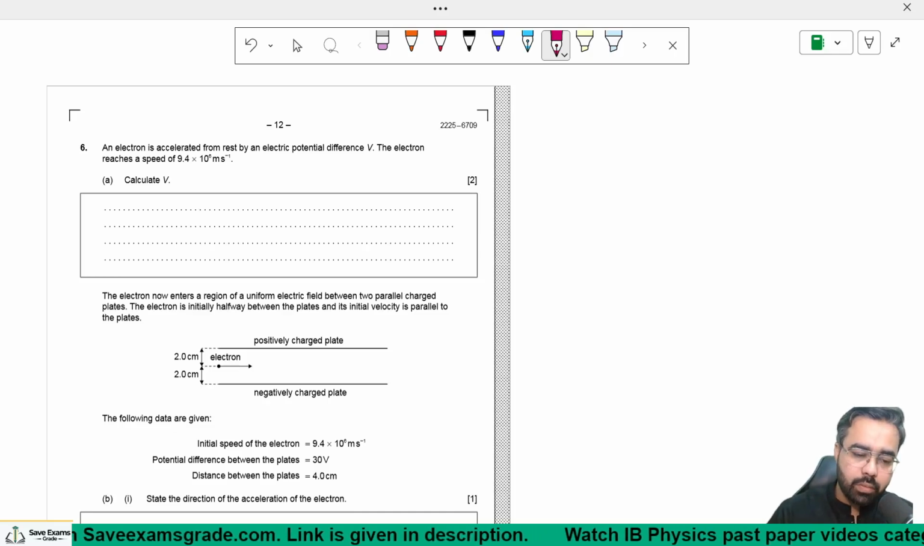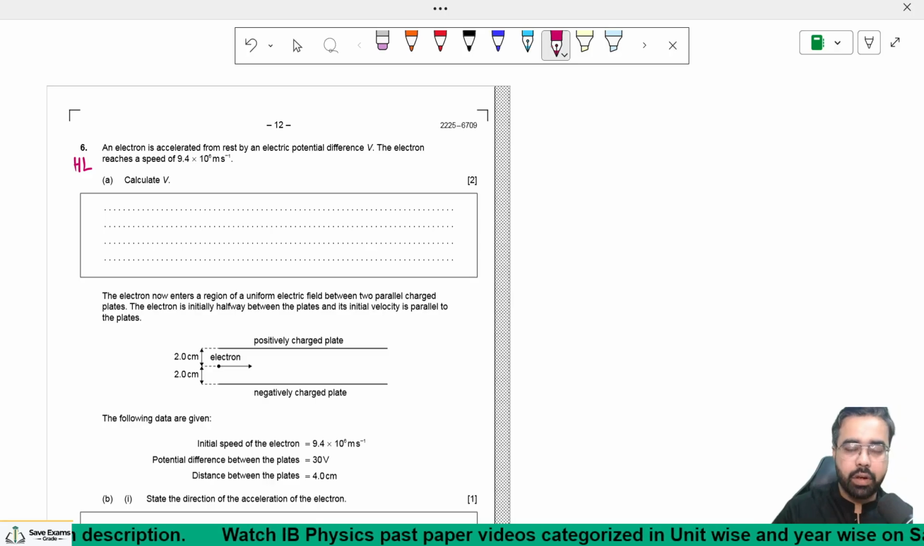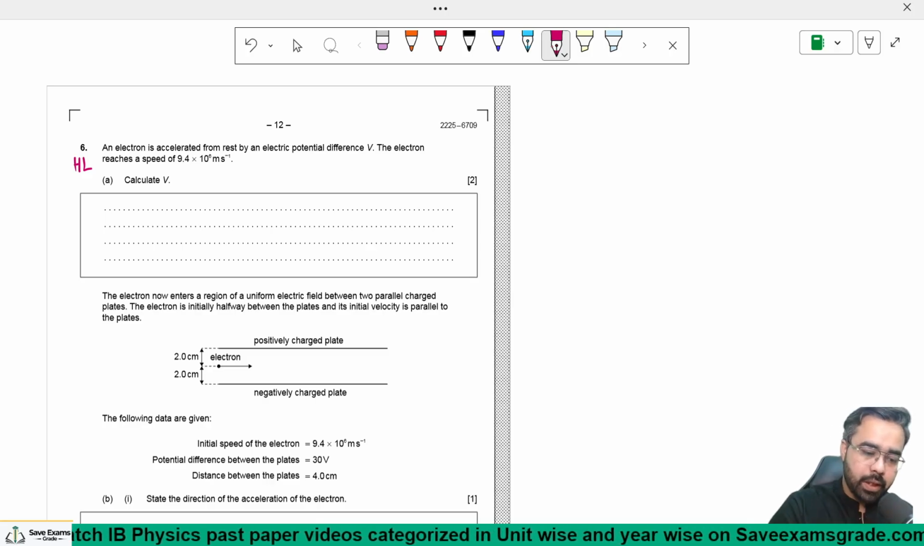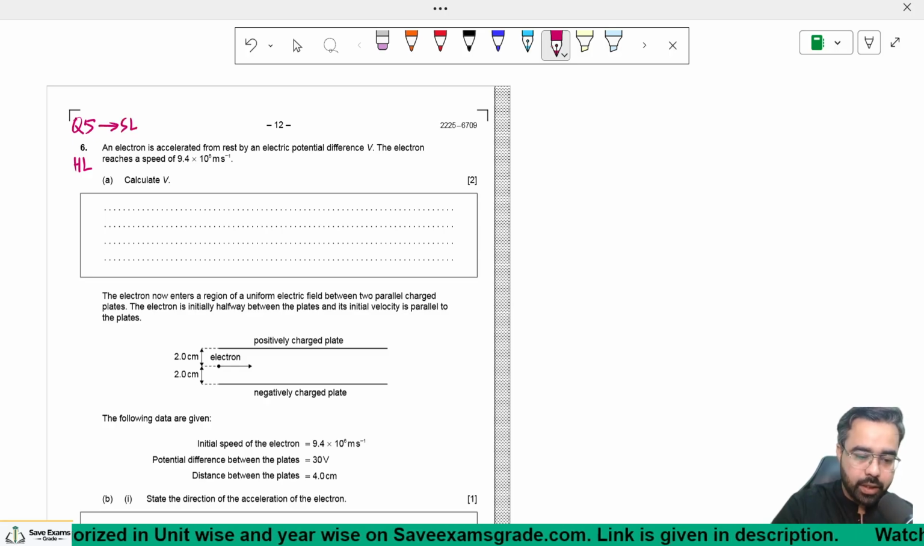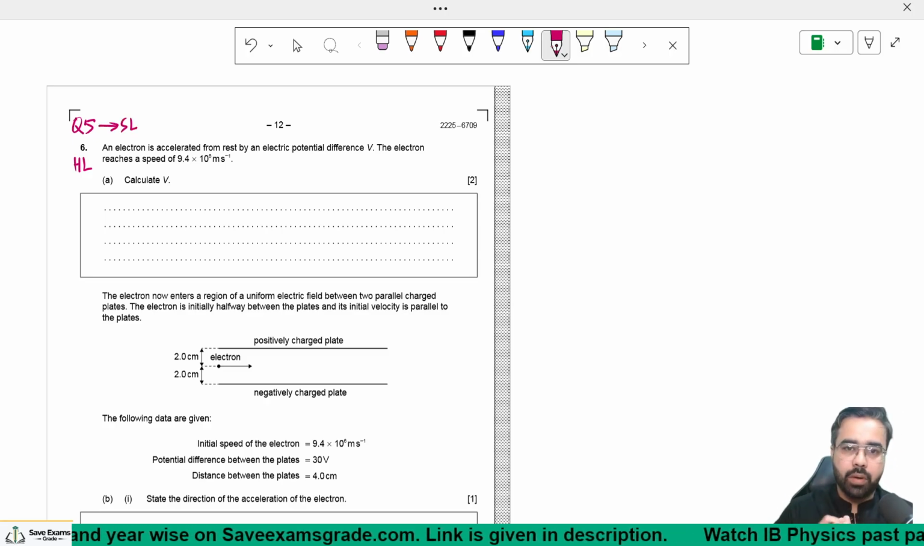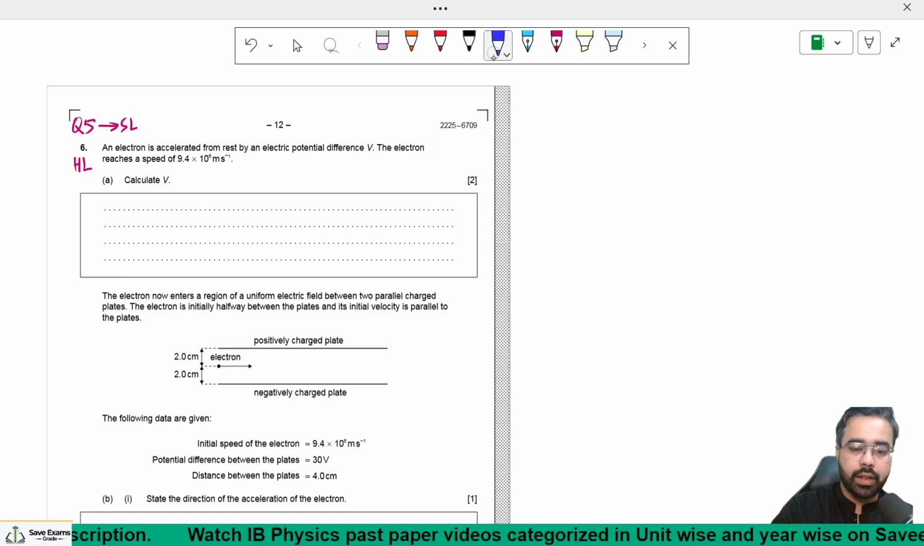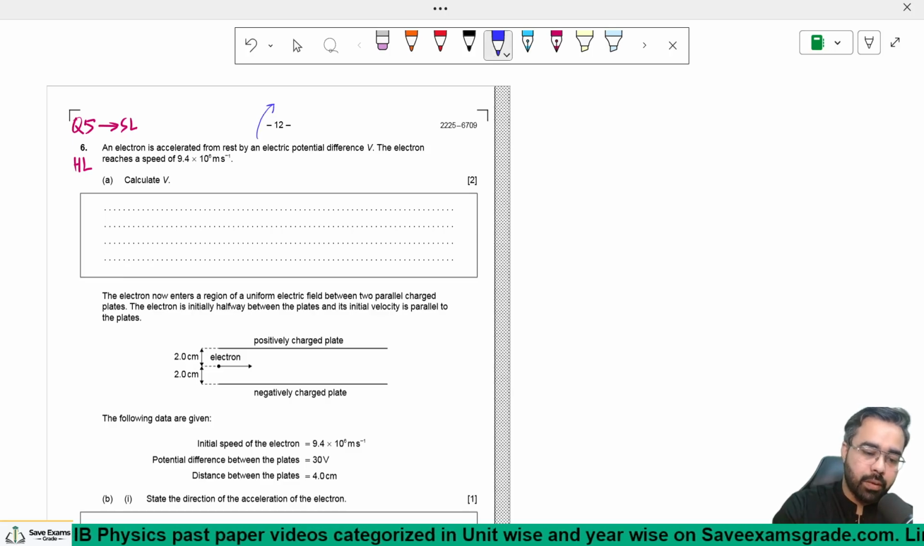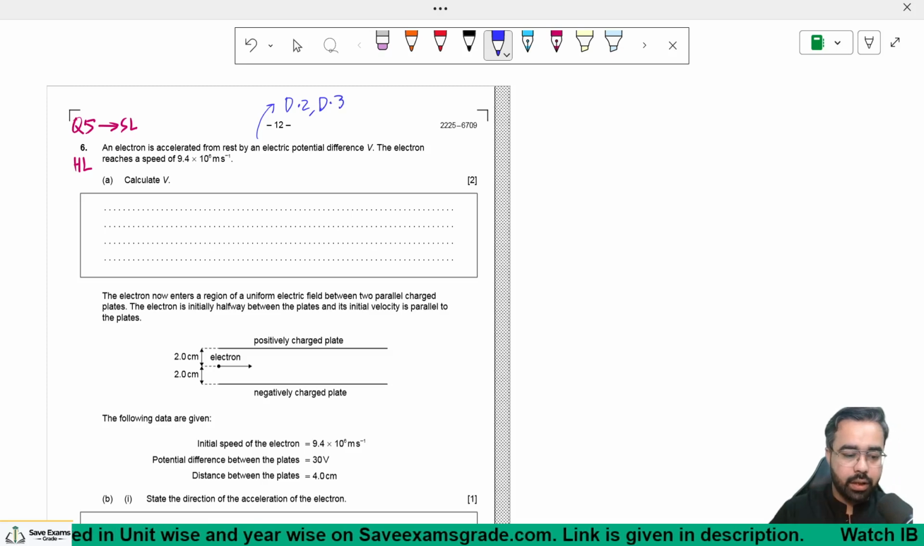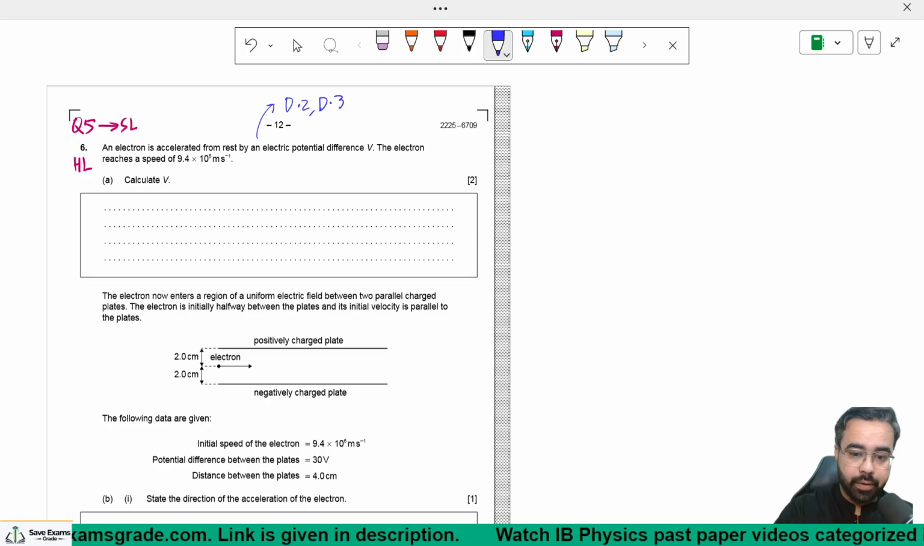Hello students, now we are moving to the next question, which is question number 6 taken from the HL exam May 2025 Time Zone 1. But this is the same question as question number 5 in the SL paper from the same year, right? Now this question is about the forces by the field on the charge when it enters into the electric field and magnetic field. So you can guess that this question should be from unit D, D.2 and D.3. Okay, let's start. So we see that first of all, an electron is accelerated from rest.